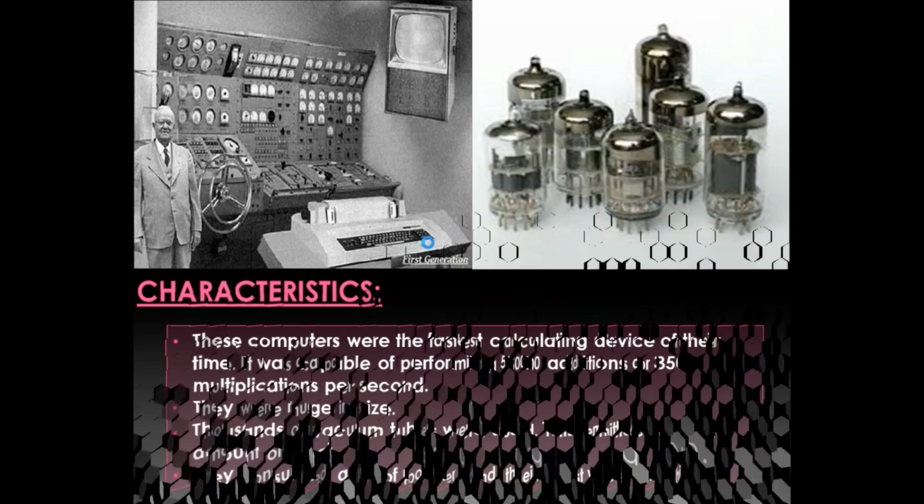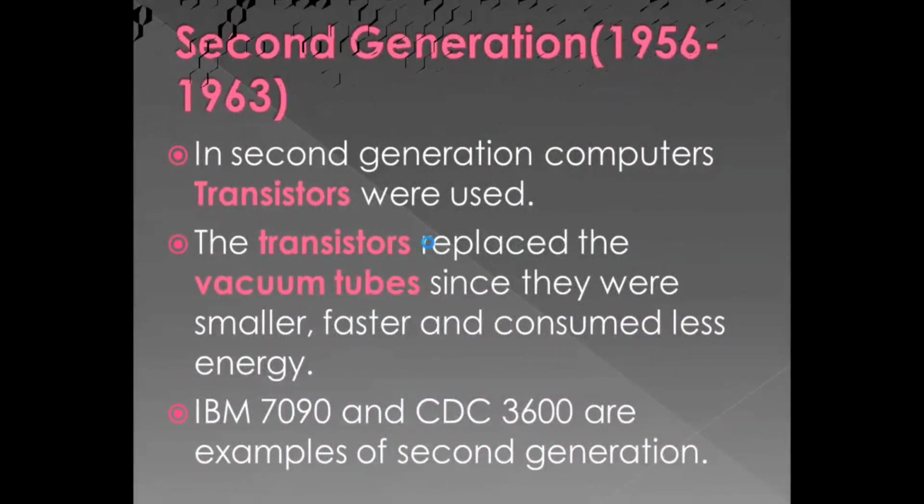And this is the second generation computer. Second generation computers span from 1956 to 1963. In first generation, vacuum tubes were used. Coming to second generation, these vacuum tubes are replaced by transistors. Why were transistors used in place of vacuum tubes? Since they were small, faster and consumed very less energy. IBM 7090 and CDC 3600 are examples of this generation.